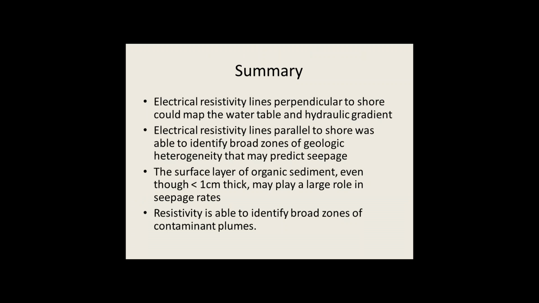Just quick in summary, again, we can use resistivity to map the water table, gradient, things like that. It seemed to work pretty well to identify broad zones of heterogeneity. So we have the high seepage zones and the low seepage zones. And again, the low seepage zones have a higher resistivity. So we can use that to sort of guide placements. Again, that's the key thing. We're just using this as a guide, not as a replacement.